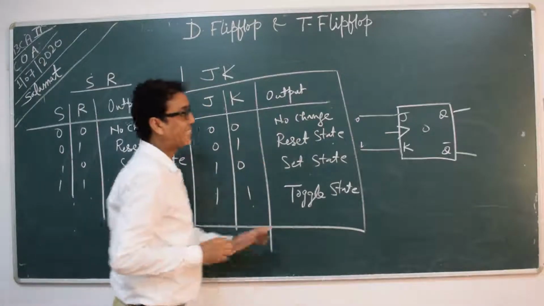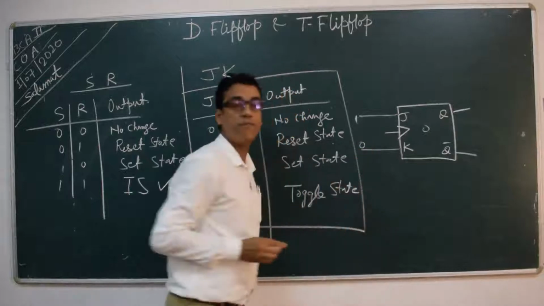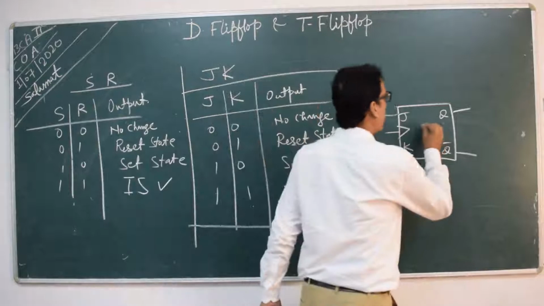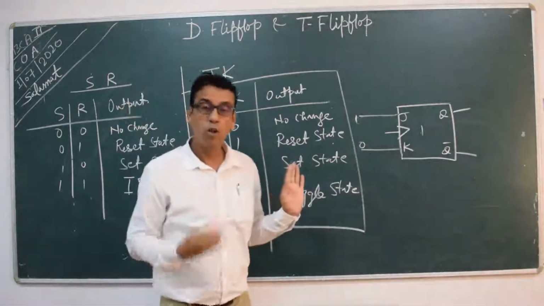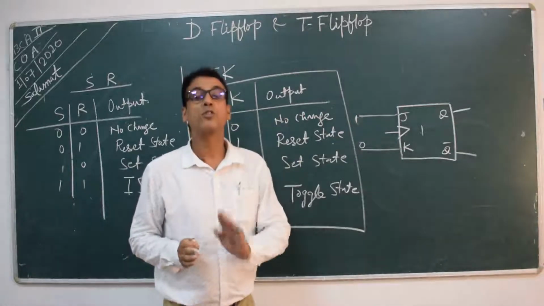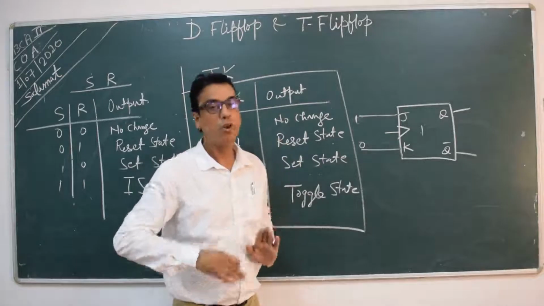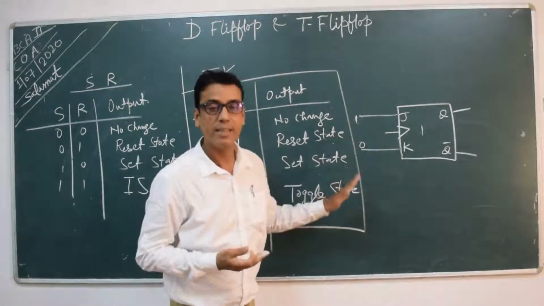1, 0 is sent to the JK flip-flop or SR flip-flop if you want to store 1. We all know that the flip-flop is used to store 1 bit of data, either 0 or 1. So if you want to store 0, put 0, 1. If you want to store 1, put 1, 0.